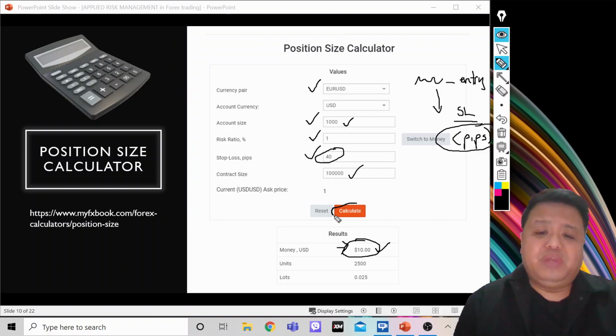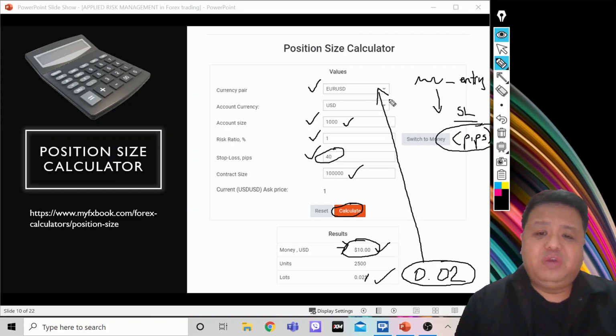So, pag i-click mo yung calculate, it will give you the answer 0.025, although you cannot trade the 5. So, ang magiging sagot lang yan is 0.02. Okay? So, ito na yung pinaka-maximum na iti-trade mong volume para sa EUR/USD if you are limiting to 1% with the pips of 40 pips towards the stop loss.